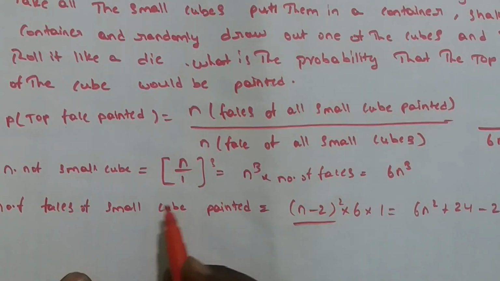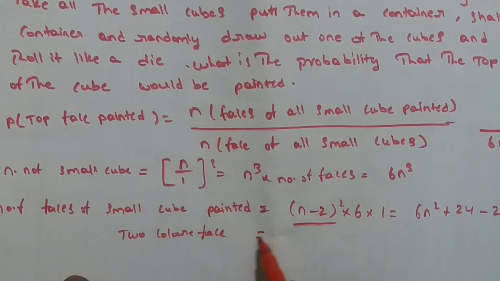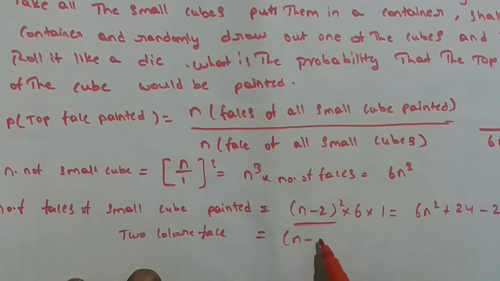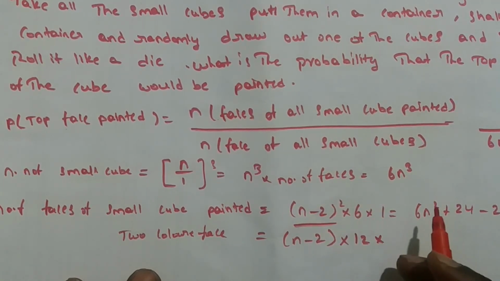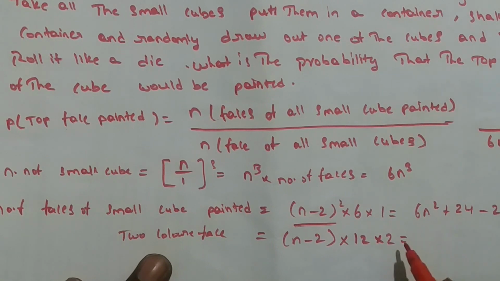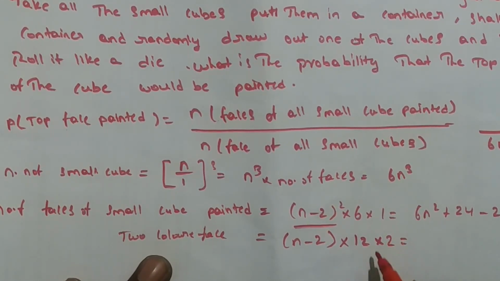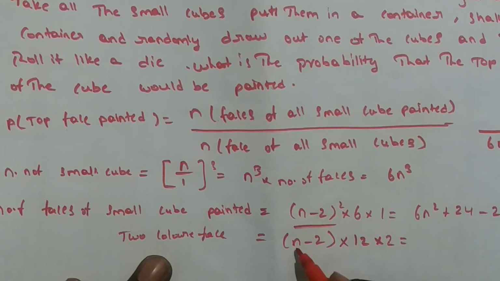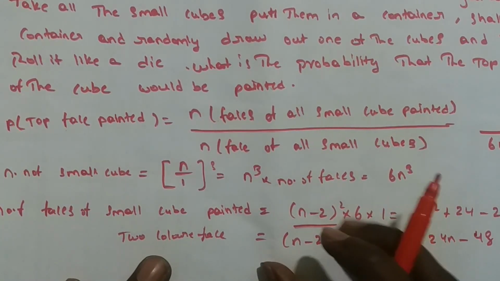Now the two colored face. The formula is (n minus 2) into the number of edges. The number of edges of the cube is 12, and for two colored face, it is 12 into 2, which is 24. So 24 into (n minus 2) gives 24n minus 48.